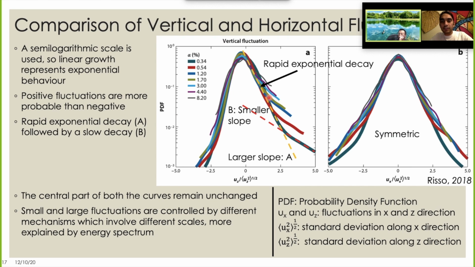However, in the vertical fluctuations, we observe that there is a first rapid exponential decay, and the PDF that we are getting has more positive fluctuations that are more probable than the negative fluctuations around the mean. And what it shows is that there's a rapid exponential decay followed by a slower exponential decay. This result is actually explained more by the energy cascade theory and the energy spectrum, and I will get to that later.